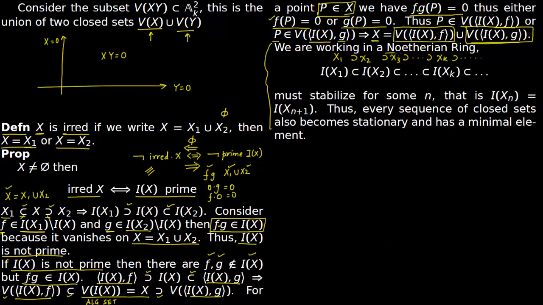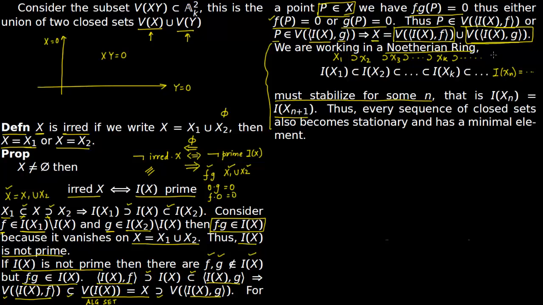Now we are working in a Noetherian ring. Again, recall that we are working in this ring. This k is a field here, so this thing is a Noetherian ring. So this must stabilize for some n. So after some n it will stabilize, that is, I of Xn will become equal to I of Xn plus 1. For some n it will stabilize. So say it stabilizes here, I of Xn, and then corresponding to it, this sequence of sets will also become stationary.